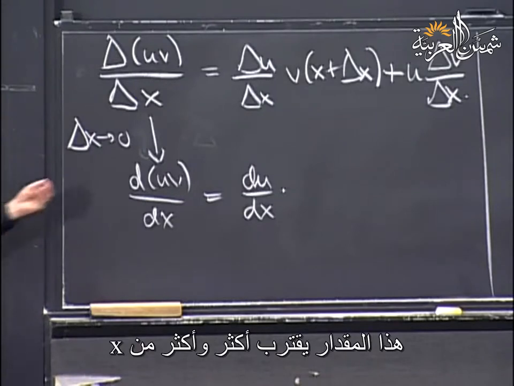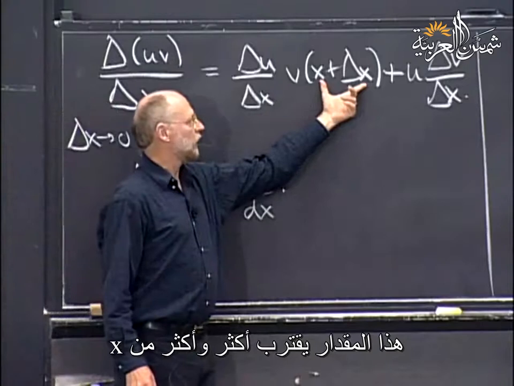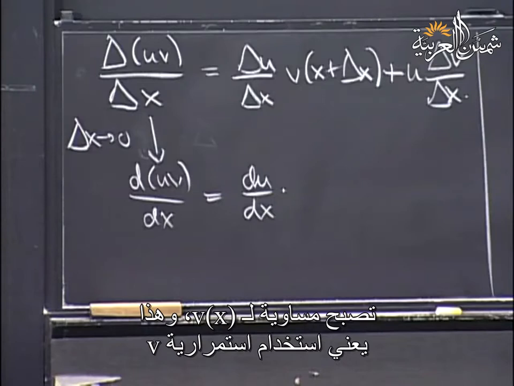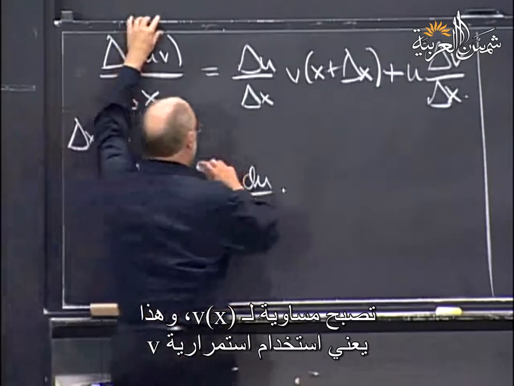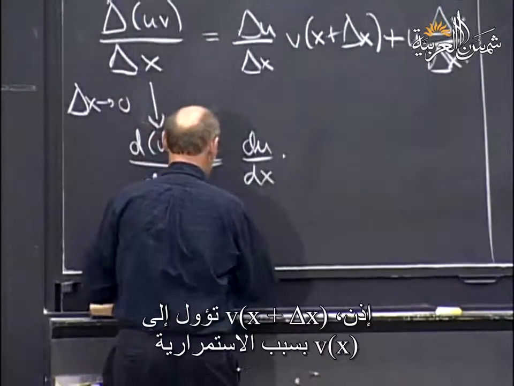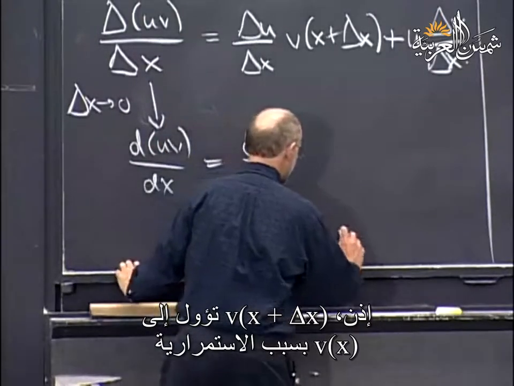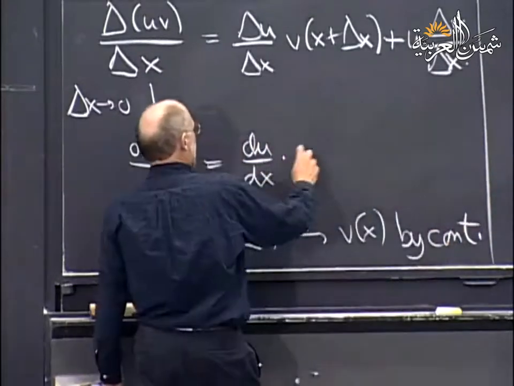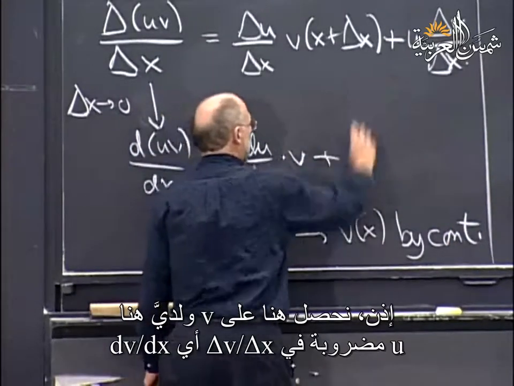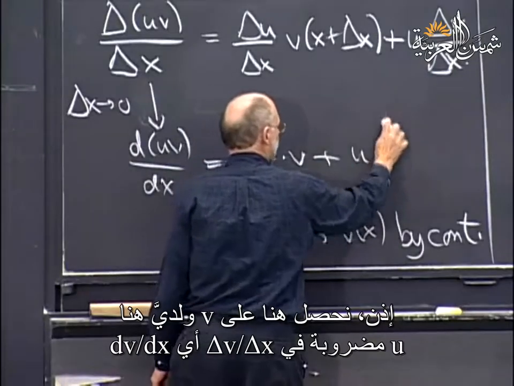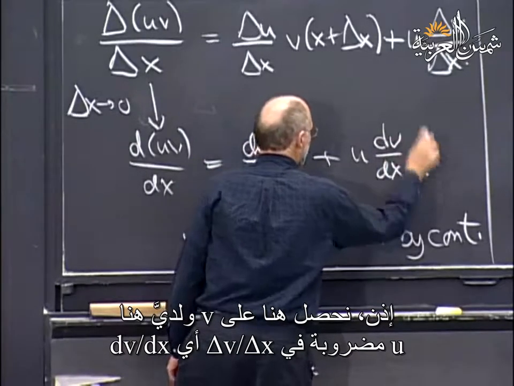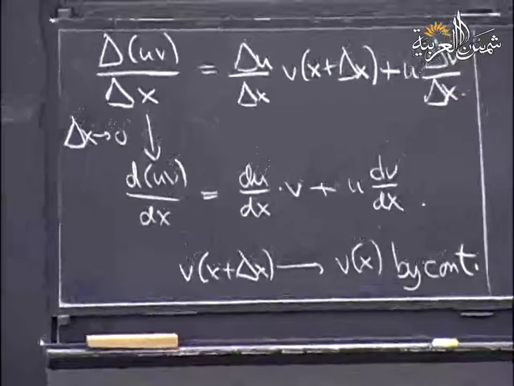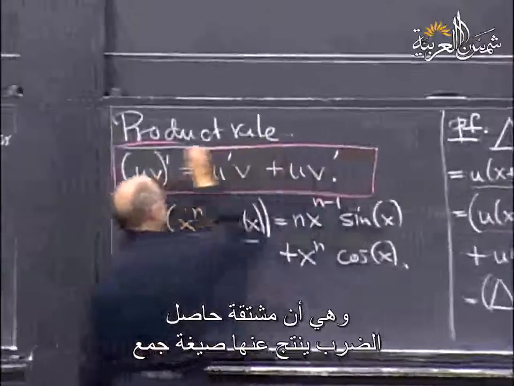So I'm getting closer and closer, so this quantity is getting closer and closer to x, so what happens to the value of v? It becomes equal to v of x. That uses continuity of v. So v of x plus delta x goes to v of x by continuity. So this gives me times v, and then I have u times, and delta v over delta x gives me dv dx. And that's the formula. That's the formula as I wrote it down at the beginning over here. The derivative of a product is given by this sum.